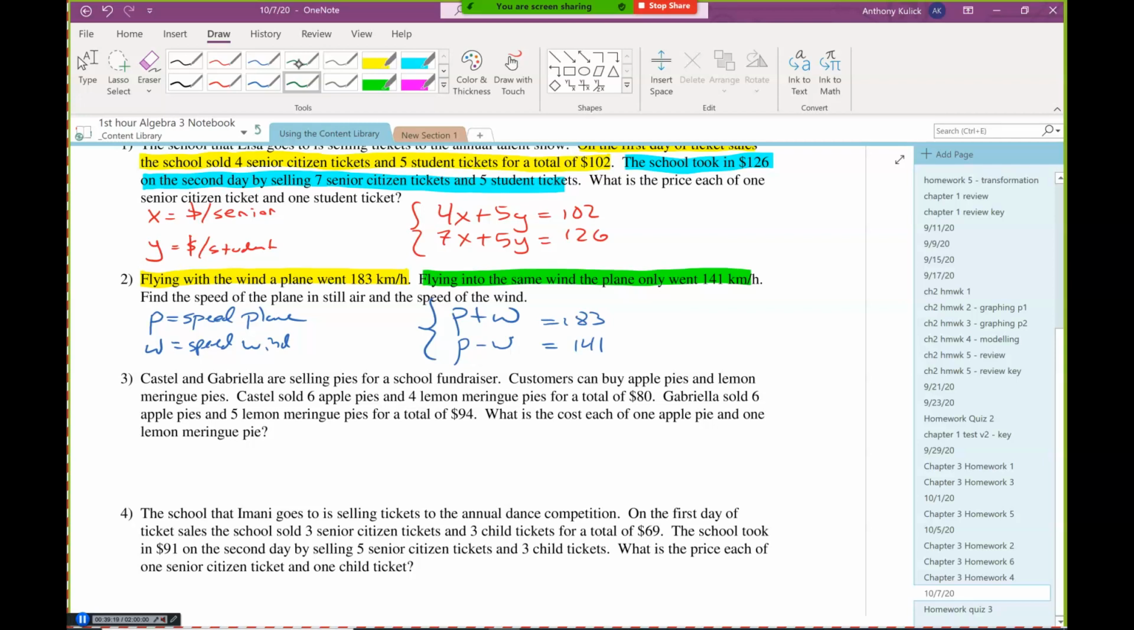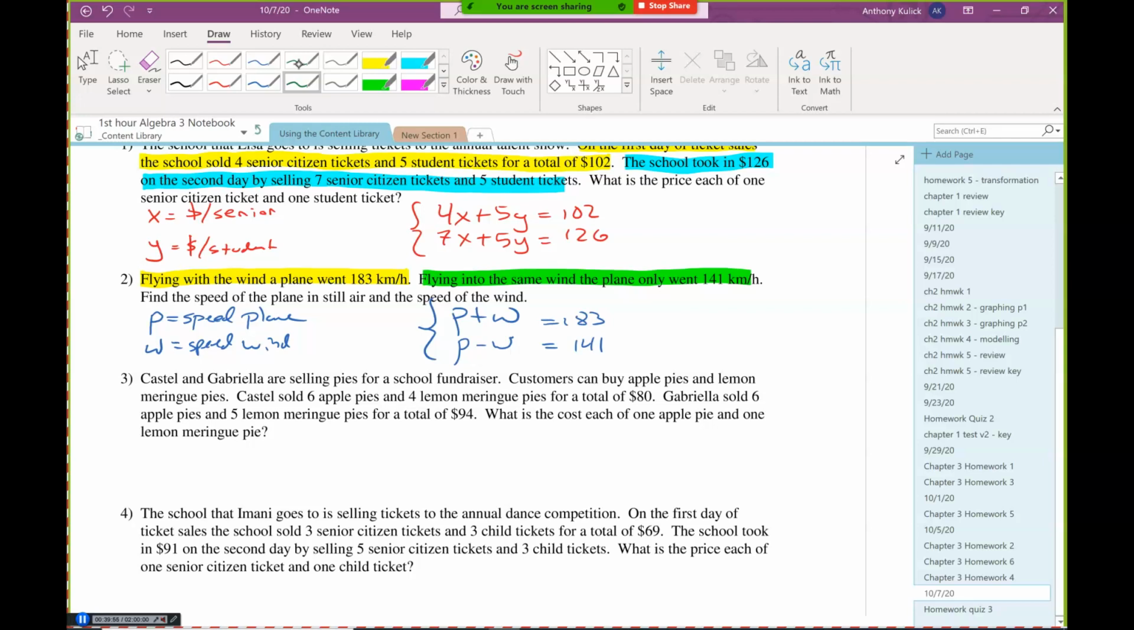The last example we'll do is 3. So it says Castell and Gabriella are selling pies for a school fundraiser. Customers can buy apple pies and lemon meringue pies. Castell sold 6 apple pies and 4 lemon meringue pies for a total of $80. Gabriella sold 6 apple pies and 5 lemon meringue pies for a total of $94. What is the cost each of 1 apple pie and 1 lemon meringue pie?